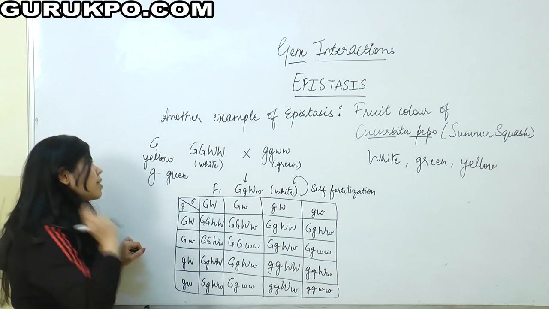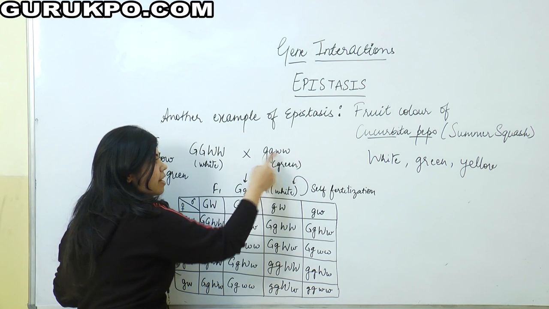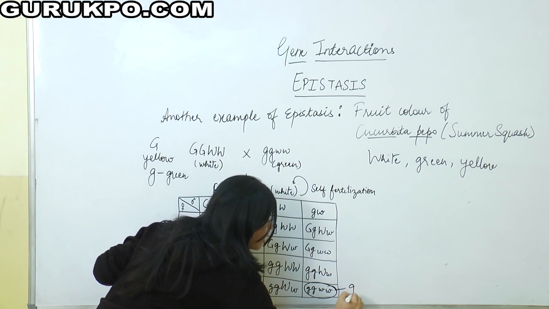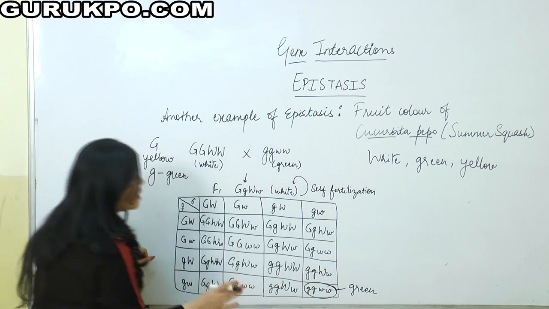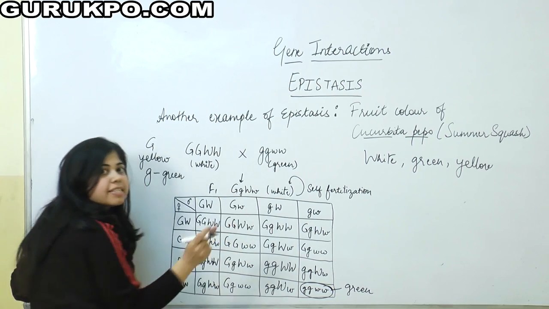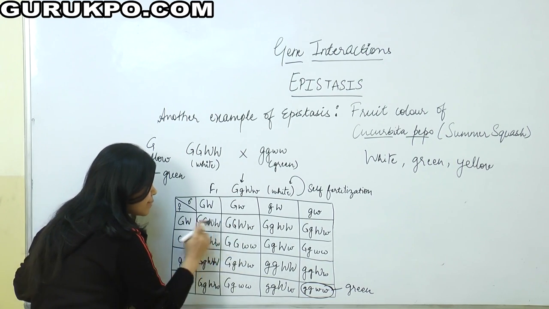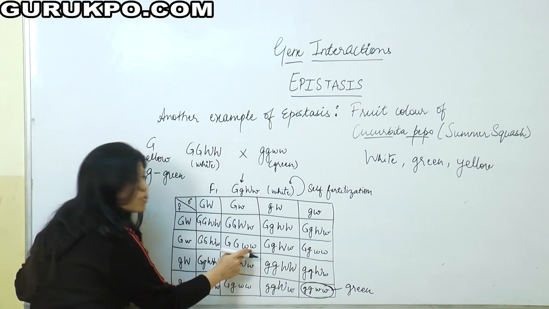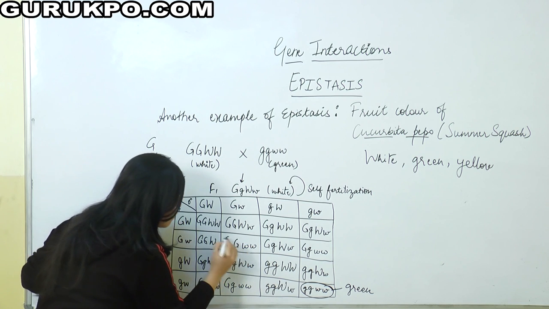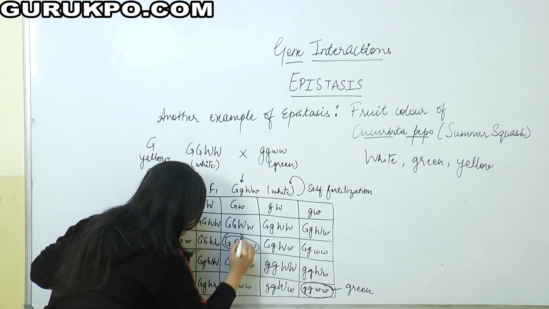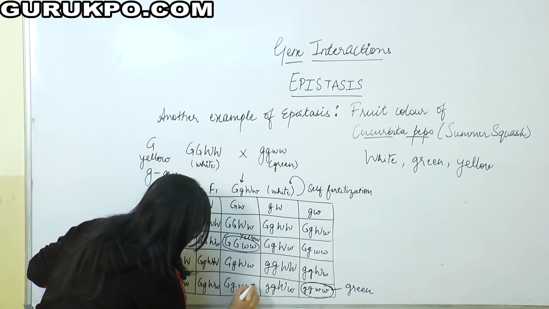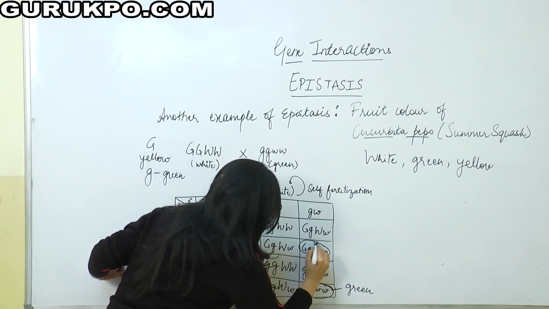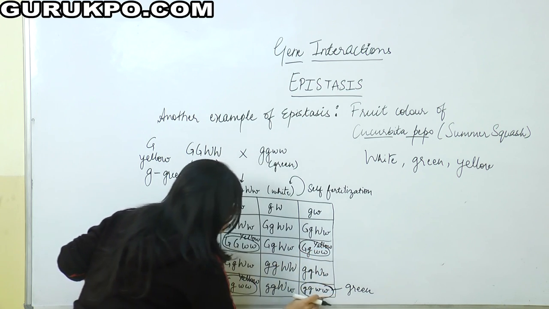Now as we know, there is only one green here, that is the recessive one, so this will be green. And wherever there is a capital W, that is the white gene, it will mask the expression of the G gene. So where there is no capital W, this gene will express as yellow. And this one is going to be yellow, and this one is going to be yellow, and this one is going to be green.